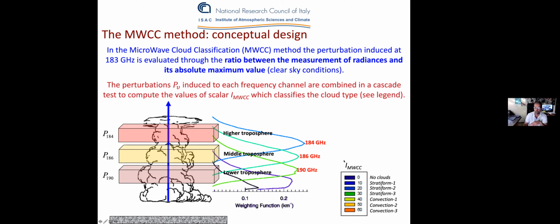On the bottom right, you can observe the legend. We are able to classify 3 different levels for stratum clouds and 3 different levels for convection. For example, convection number 3 is linked to the deep convection.